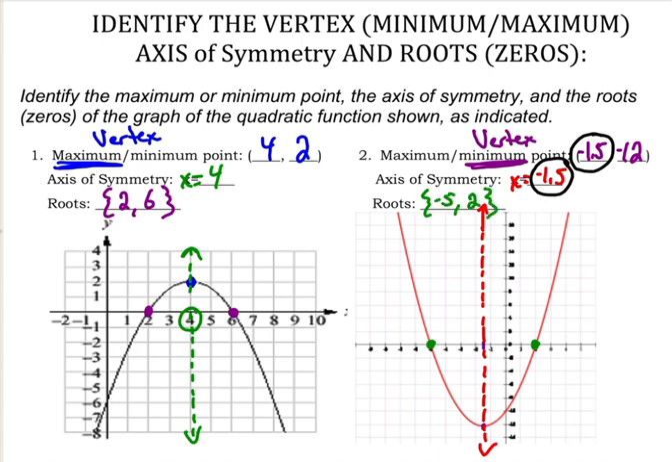All right, there are 2 more on that page and then a couple on the following page. Go ahead, take a couple minutes, give those a try, and then we'll go over them all together.